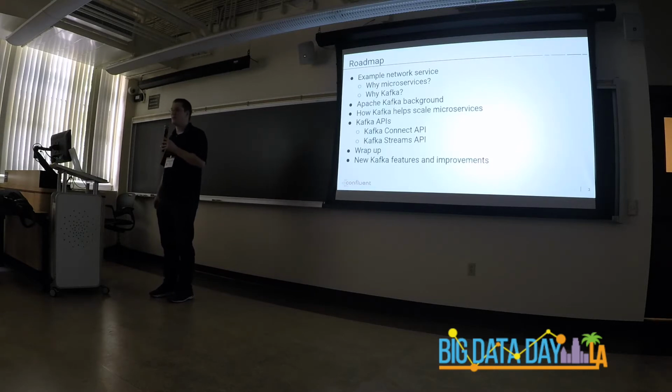After that, I'll talk a little bit more about the background of Kafka, where it came from, where it's going, a little bit about how it works and what the concepts are there. We'll talk a little bit more about how some of those concepts make microservices more scalable, more decoupled, and better. And along the way, we'll touch on two Kafka APIs, the Kafka Connect API and the Kafka Streams API, which are very important in this context. And after that, we'll wrap up and talk a little bit about future work.